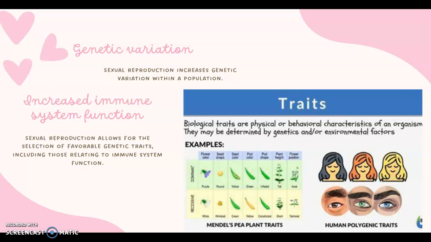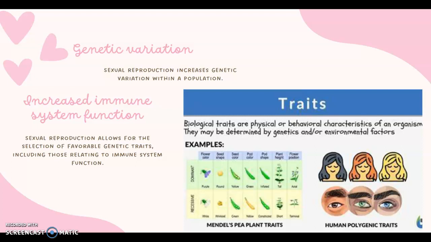Genetic variation. Sexual reproduction increases genetic variation within a population. This means that offspring inherit a unique combination of genetic material from both parents, making them better equipped to adapt to changing environments, pests, predators, and diseases.